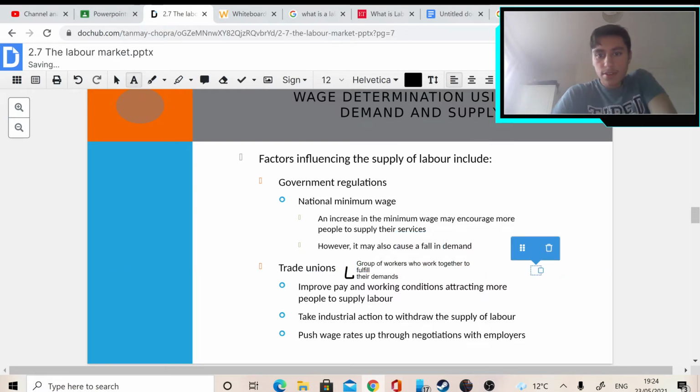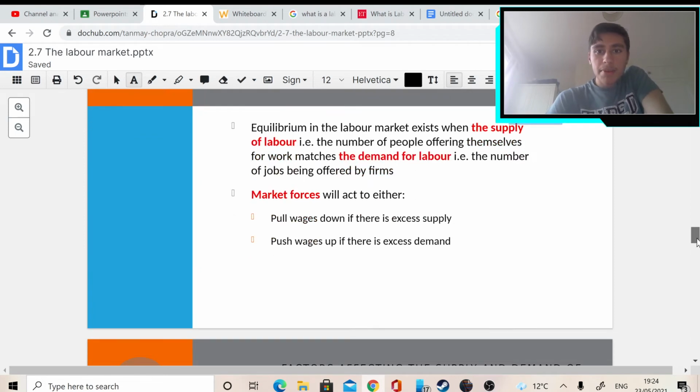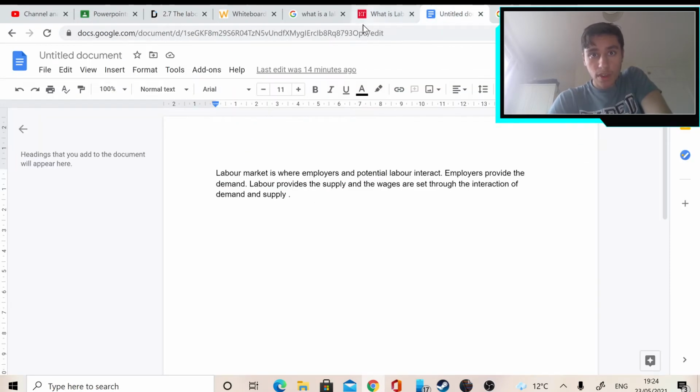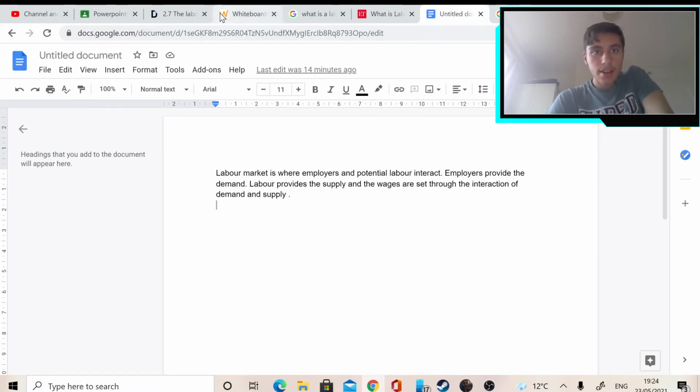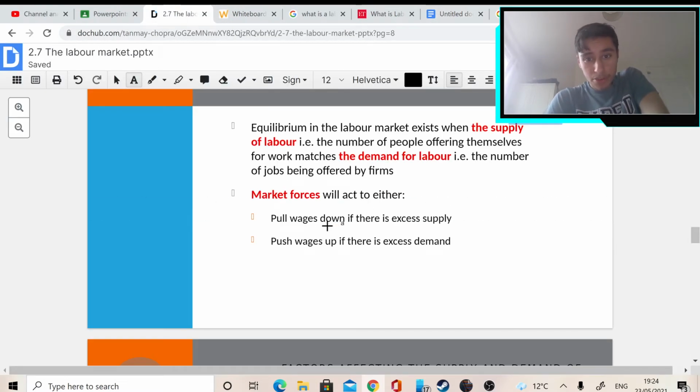Yeah, so that's it. Now, equilibrium in the labor market. Equilibrium in the labor market exists when the supply of labor matches the demand for labor, i.e. the number of jobs being filled. As I showed you here, this is the equilibrium price. Excuse my handwriting. Equilibrium. Equilibrium price. Market forces will act to either push wages down if there is excess supply or push wages up if there is excess demand.